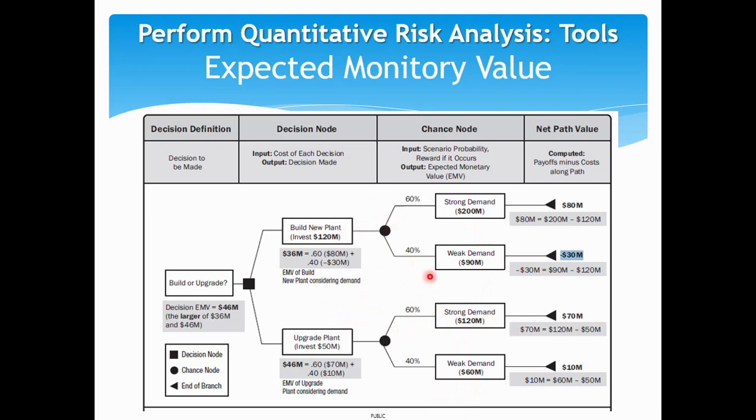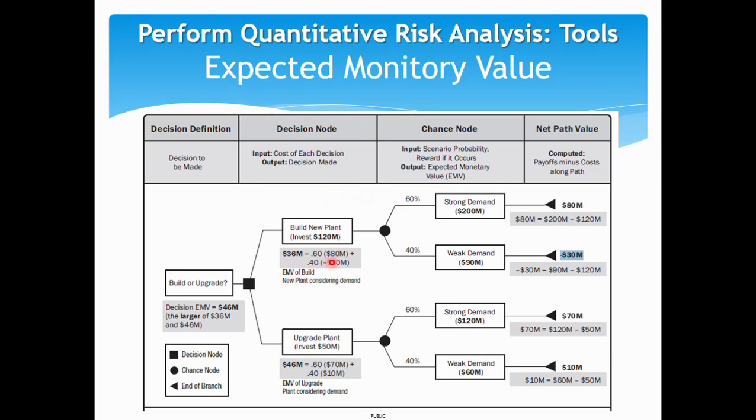This is where the uncertainty is taken into account, and at each path you can calculate the net path value. The net path value here is 200 million sales minus 120 million investment. The net path value of this path is 90 million sales minus 120 million investment. Likewise, you can calculate the net path value for each path, and since there's a probability, an uncertainty of this net path value occurring, you can calculate something called the expected monetary value, EMV.